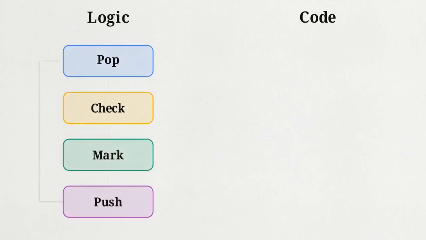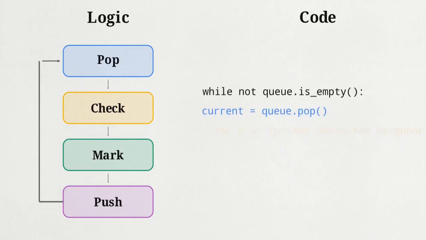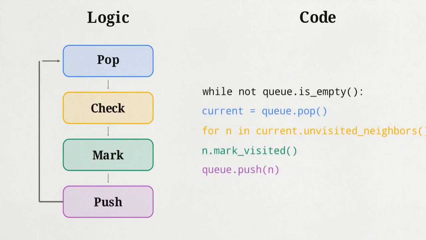Let's review the mechanics. Here on the left, the entire process reduces to 4 repeatable steps. Pop the front of the queue, check the unvisited neighbors, mark them as visited, and push them to the back. On the right, you can see how those 4 logical steps map cleanly to just 5 essential lines of code.